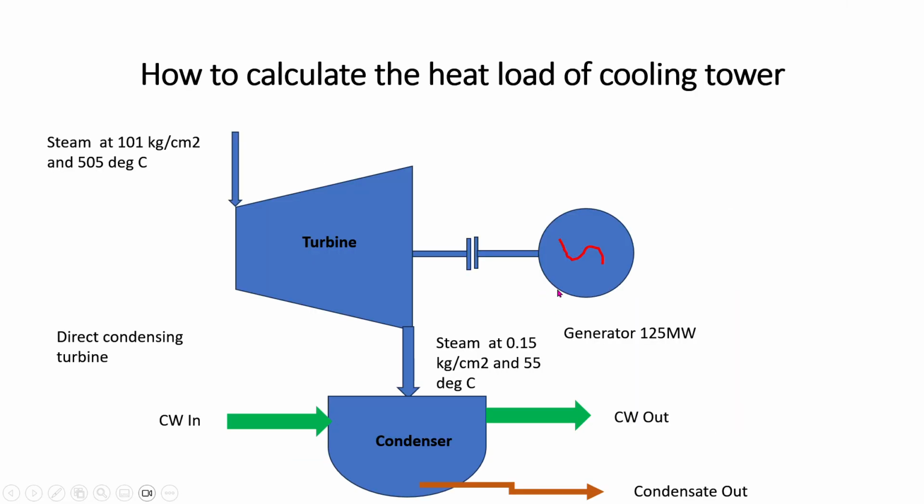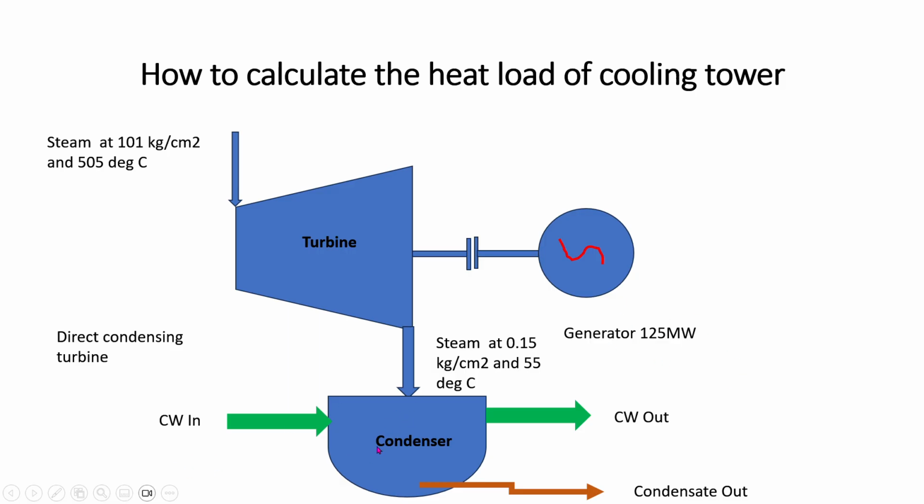Now I will give you a simple formula for how to calculate the cooling tower load. Suppose we are running a power plant where steam from the boiler comes at 101 kg per centimeter square pressure and 505 degrees centigrade, and it goes to a direct condensing type turbine. The steam coming out of the turbine is at 0.15 ata and 55 degrees centigrade. Due to the expansion of the steam, mechanical power is generated, which is converted into electrical power in the generator, and we are generating 125 megawatt power.